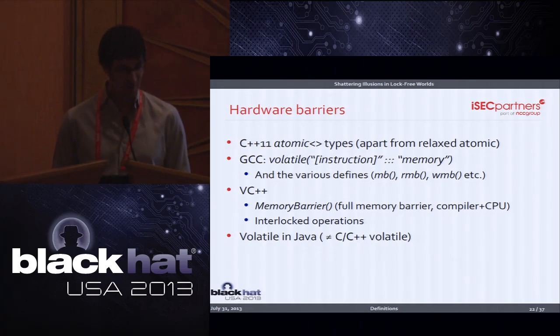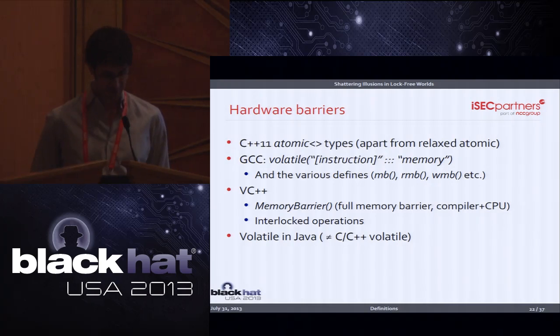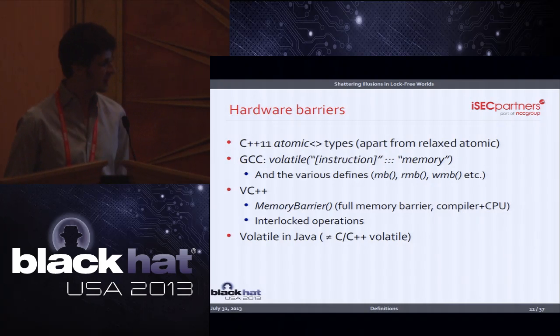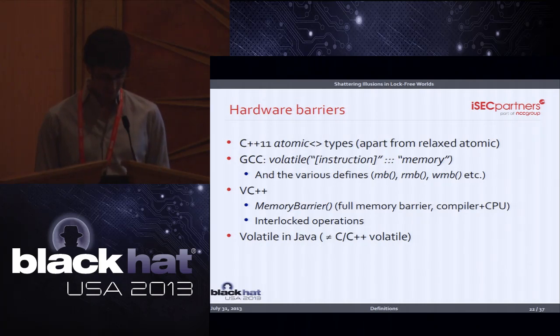So I listed here some hardware barriers that would prevent runtime reordering. Most of them also act as compiler barriers. There are actually a lot of different types of barriers depending on the CPU and its memory model. But compilers usually agree on the instructions they use for the different barriers.